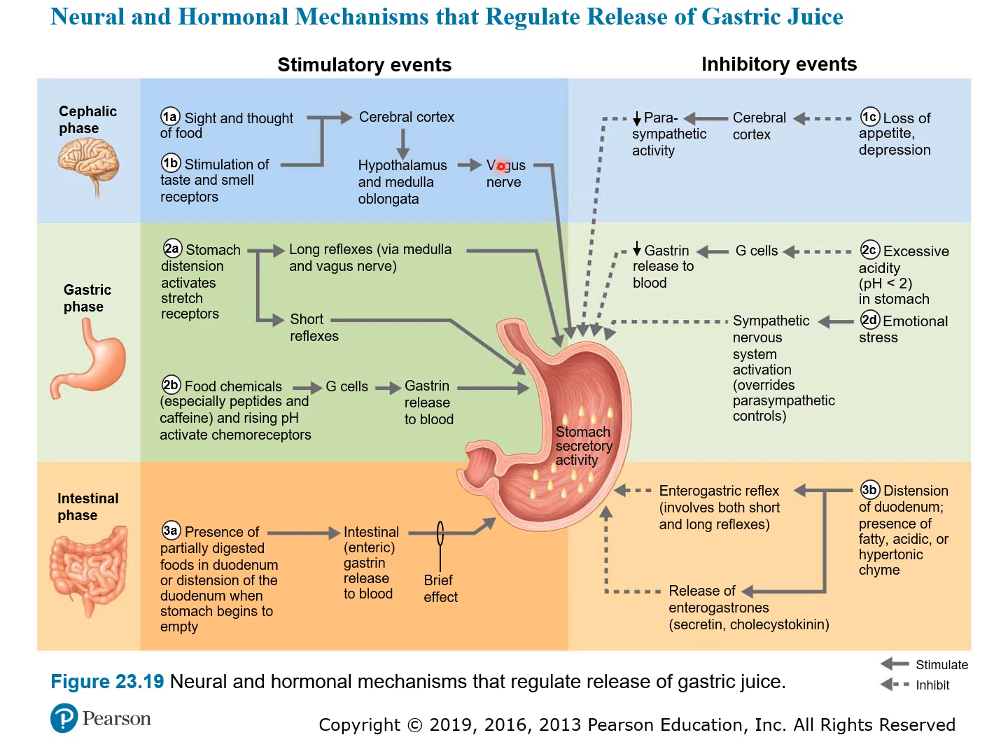And how is it inhibited? Let's also look at this. So loss of appetite, for example, if someone is depressed, the cerebral cortex, there is decreased parasympathetic activity, and then this is the negative effect, inhibition. Then the second phase is the gastric phase.